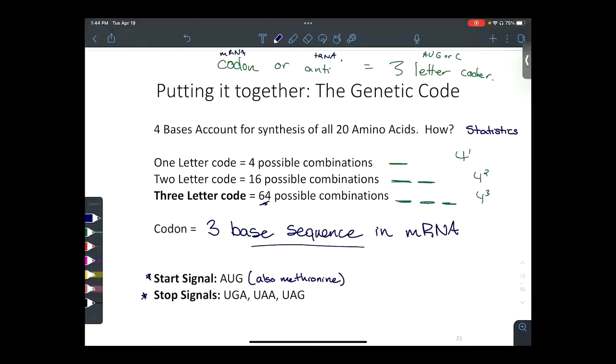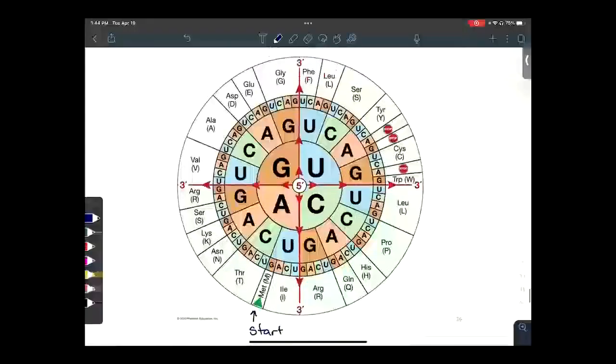So the start signal typically is when you see AUG, August, on an mRNA strand. When we look at the genetic code on the next slide, AUG is also methionine. So oftentimes when you're building a protein, it'll start with methionine, and then once it gets to the stop codon and the protein's done, it'll oftentimes cut off that methionine at the beginning. And then here are our stop codons. All right, so that's the genetic code, okay?